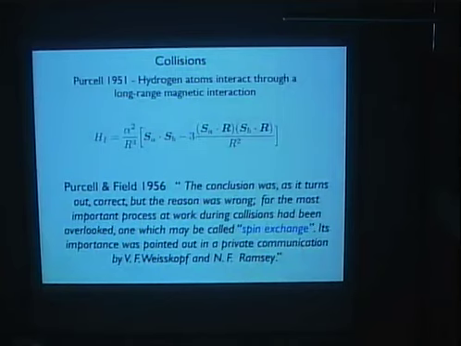Purcell first investigated the role of collisions in controlling the spin temperature in his first paper in the early 50s, when the 21 centimeter line was discovered. The main collision mechanism that was generally known was, of course, the spin-spin interaction between two hydrogen atoms, since there's an open shell electron that has a magnetic moment, and it was thought that this part of the Hamiltonian causes the spin-flipping transitions.